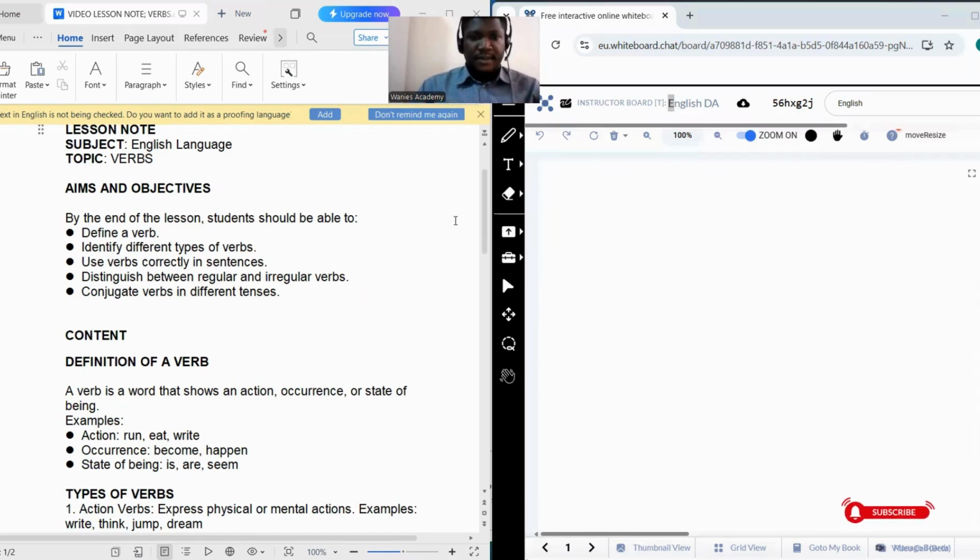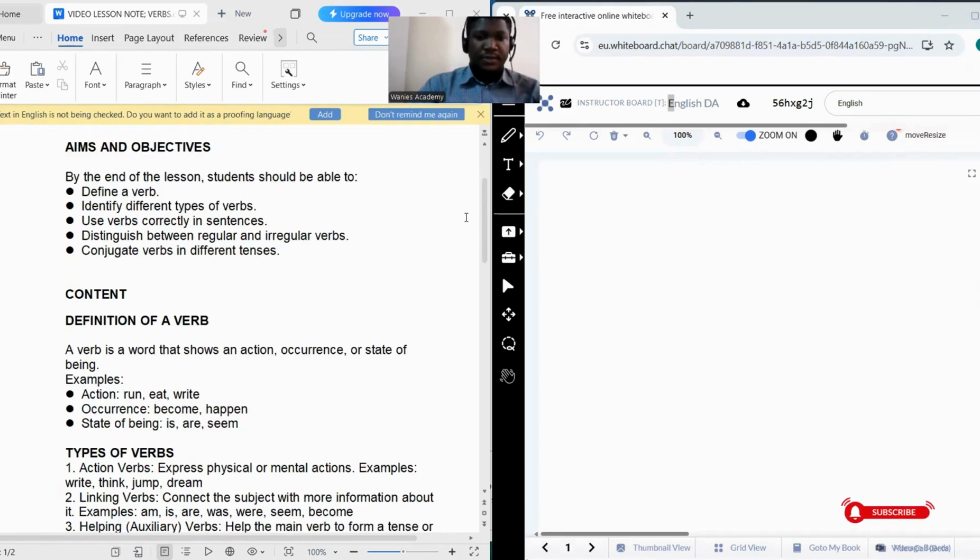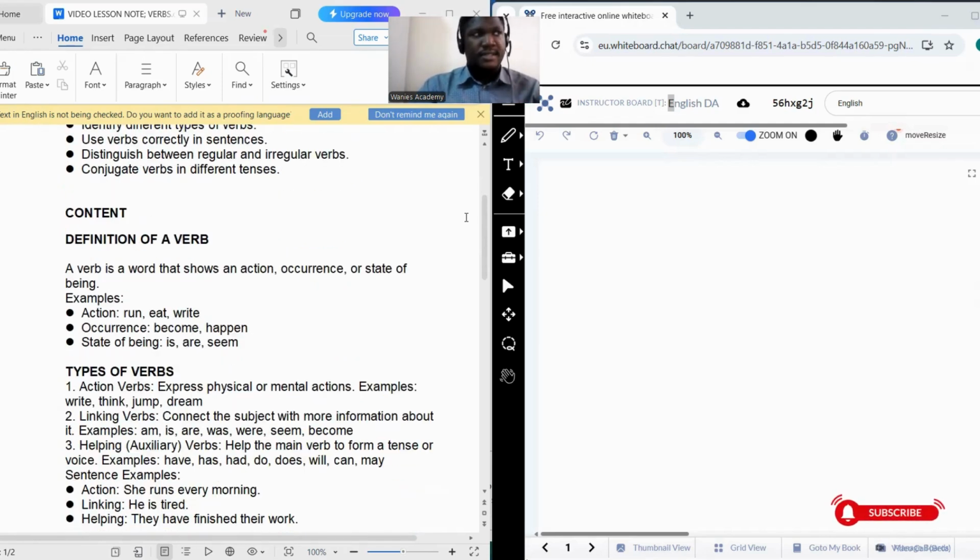What is a verb? A verb is a word that shows action, occurrence, or state of being. For action, we have running, eating, writing, swimming, sleeping. These are all verbs in the action sense. For occurrence, we have become, happen. These are all verbs in the occurrence sense. For state of being, we have is, are, seem. These are all verbs for state of being.